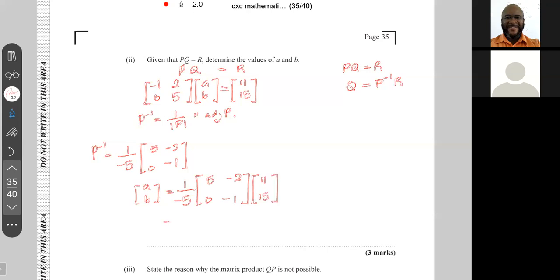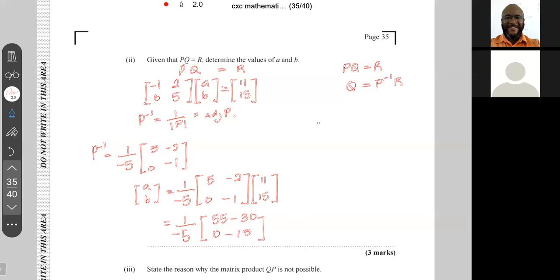Let's multiply the two matrices first, then multiply by 1 over -5. Multiply a row by a column. First element in the row, first element in the column: 5 times 11 is 55. Second element in the row times the second element in the column: -2 times 15 is -30. Bottom row: first element in the row, first element in the column, 0 times 11 is 0. Second element in the row times the second element in the column, -1 times 15 is -15.